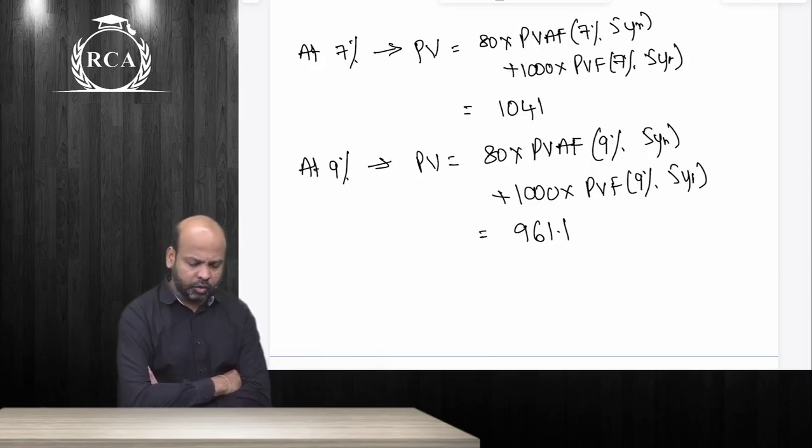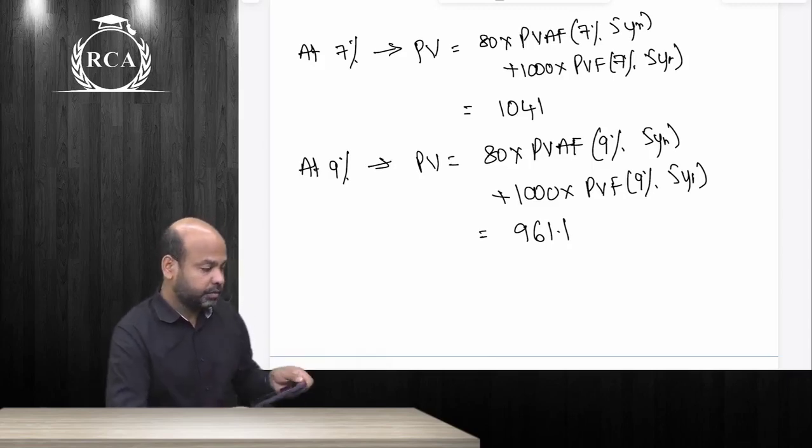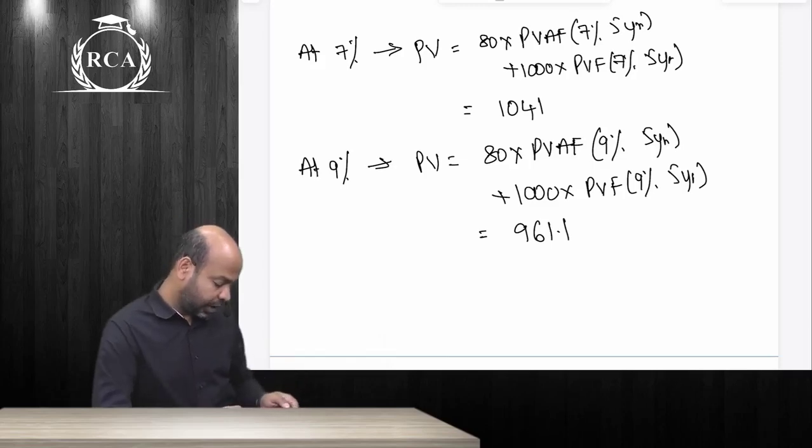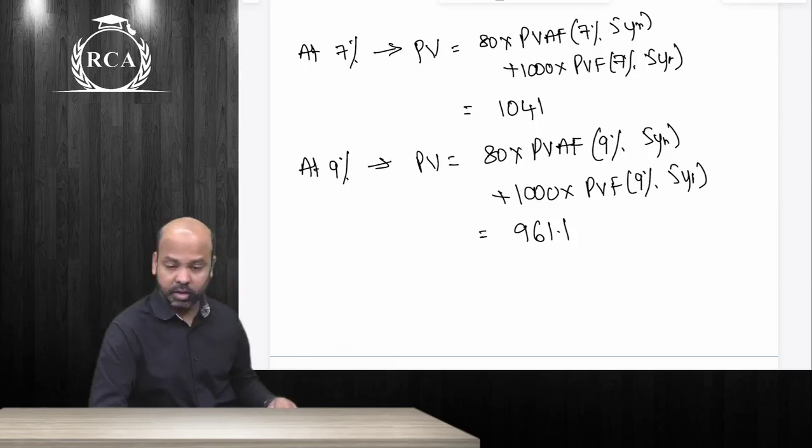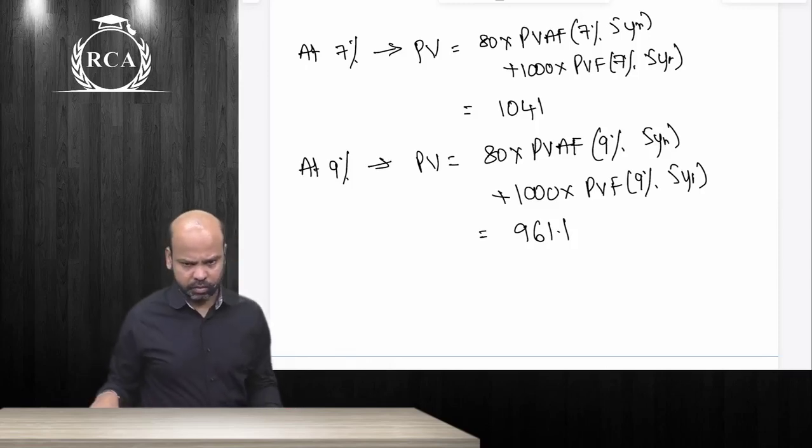And the value of the bond will approach its redemption value. The value of the bond beta will approach its redemption value. Is that clear?